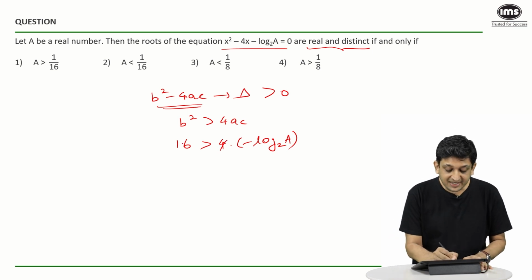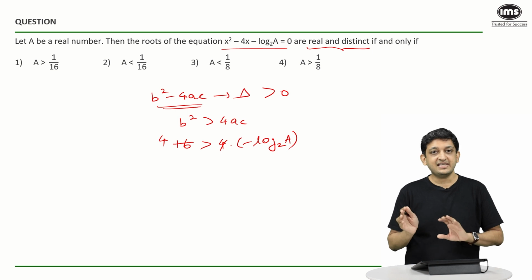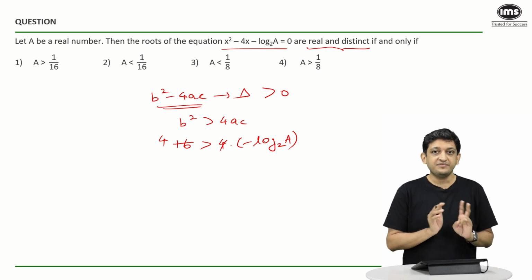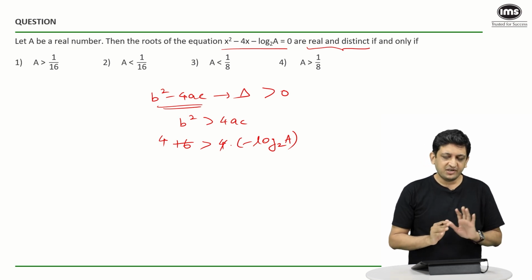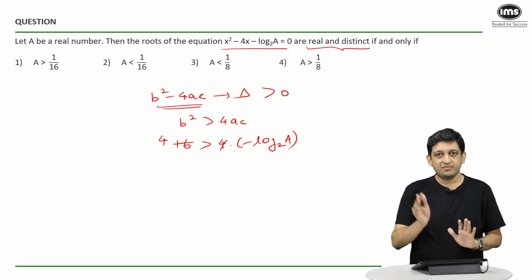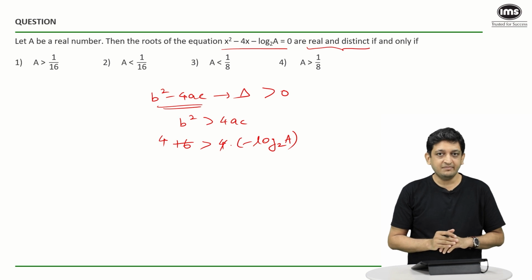Now what we can do is we can cancel out a 4 from the left hand side and the right hand side without loss of inequality. That is purely because it's a positive number. So whenever we are cancelling out a positive number from both sides, when there is an inequality in place, you can just maintain the inequality as it is.